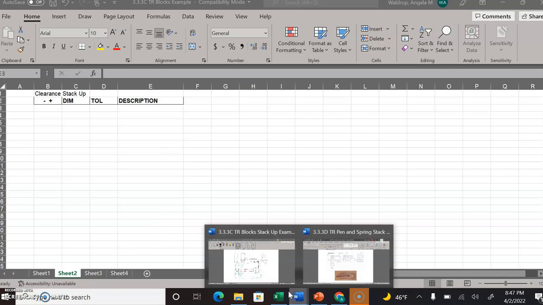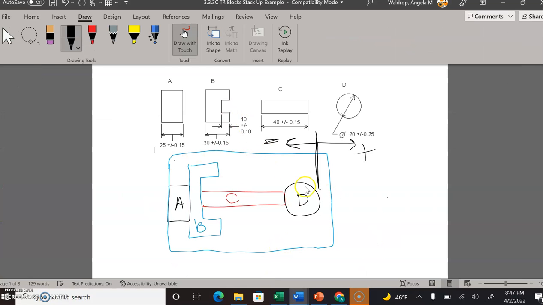So I'll return to the drawing that I have. And this is going to be my starting point. The way that I like to imagine stack ups is that I'm a tiny ant, starting from this position and walking through the components to eventually get back over to this edge here. Okay, so that's what we're trying to do.